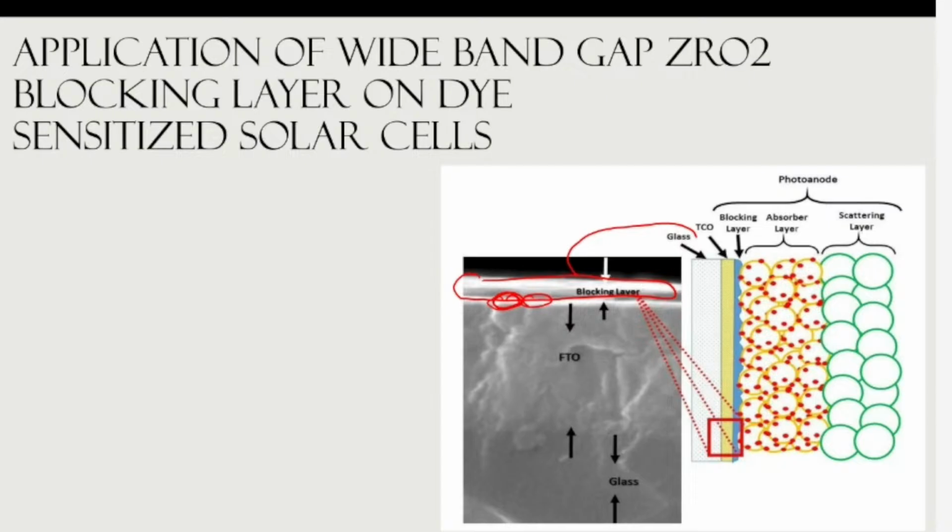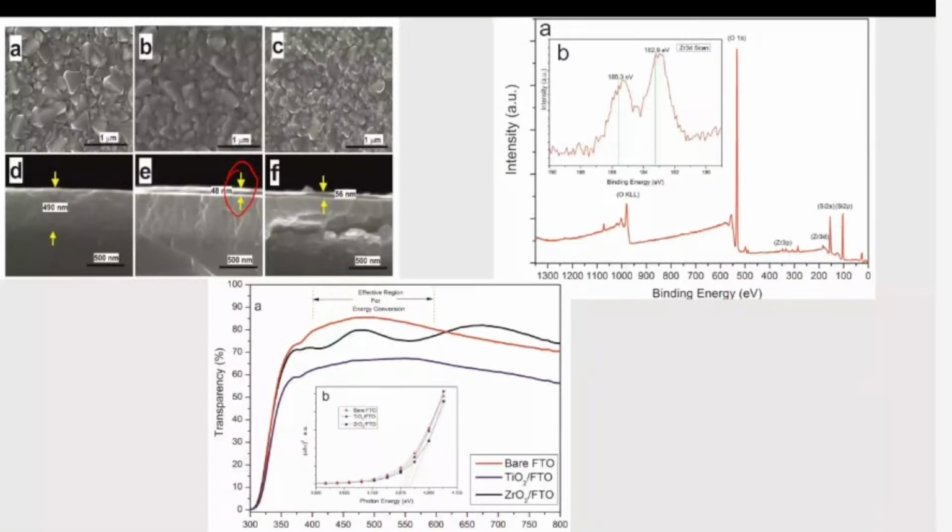As you can see, our blocking layer is thick, thicker than the FTO layer also. Compared to 300 nanometers, it is a bit less than that, but it is still highly transparent. After applying it, the efficiency increases slightly, and this again shows the best performance on the quantum efficiency, but it is still not enough.